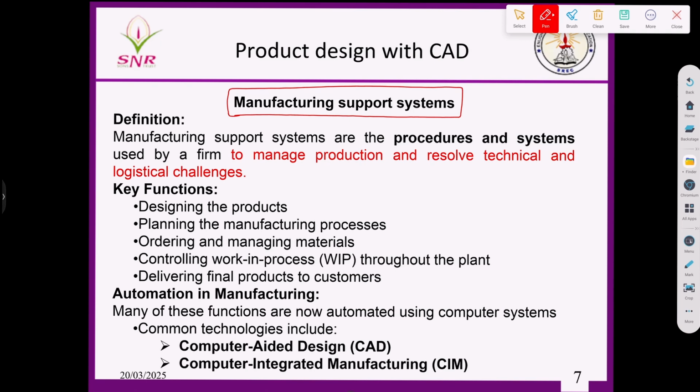So the key functions are designing the product, then planning the manufacturing process, ordering and managing materials, controlling work in process throughout the plant, delivering final products to customers. So these are the key functions of manufacturing support systems. And one can very well understand that all these procedures are repetitive, and can very well be automated through systems like CAD and CAM, and hence it is digitally managed through these software packages.